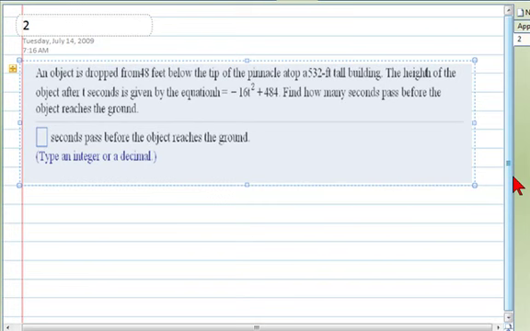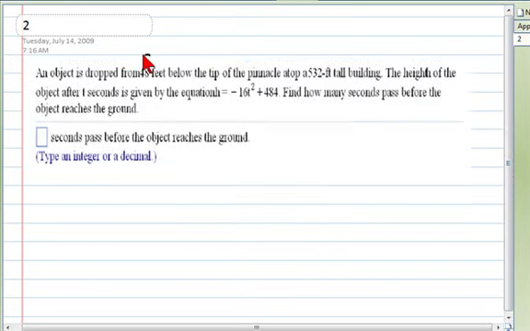This is number 2 in math lab, and it says, an object is dropped from 48 feet below the tip of the pinnacle atop a 532-foot tall building. The height of the object after t seconds is given by the equation h is equal to negative 16t squared plus 484. Find out how many seconds pass before the object reaches the ground. Okay, let's talk about what's going on and what you need to know and how they maybe gave you some information you didn't need to know.